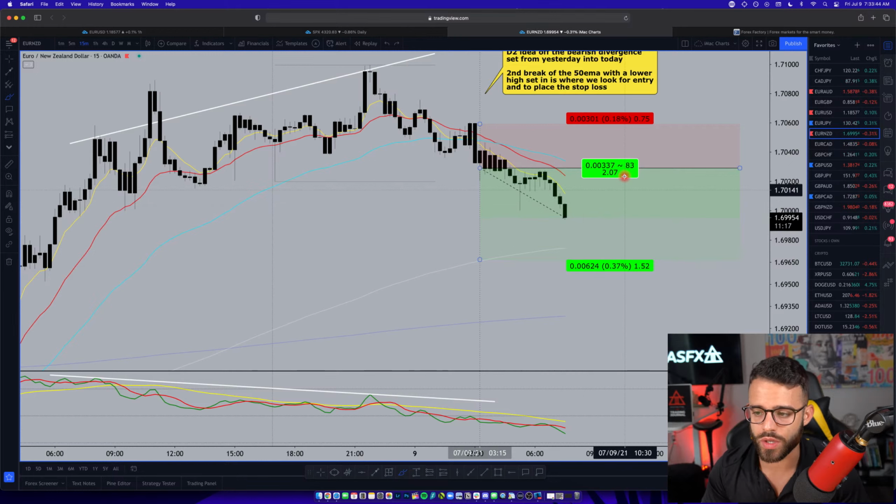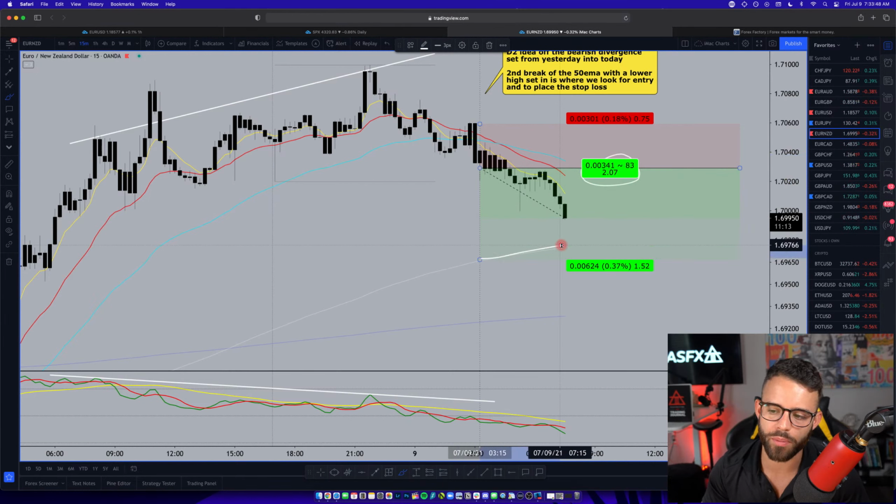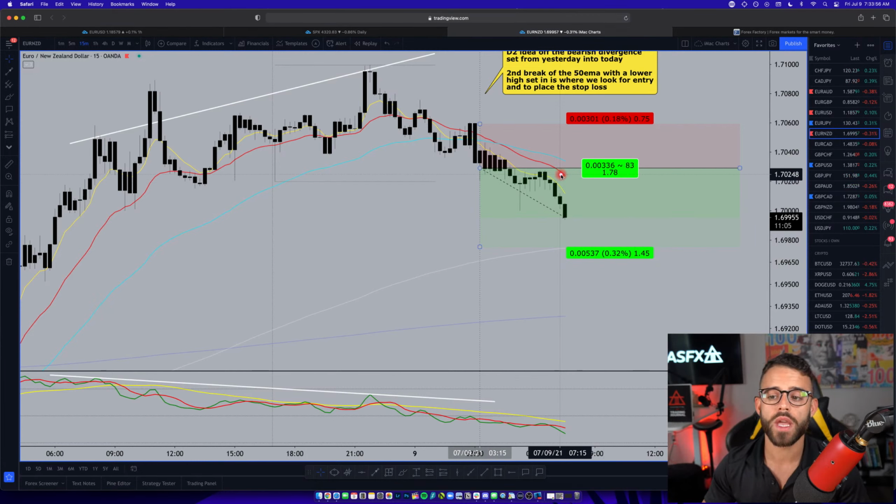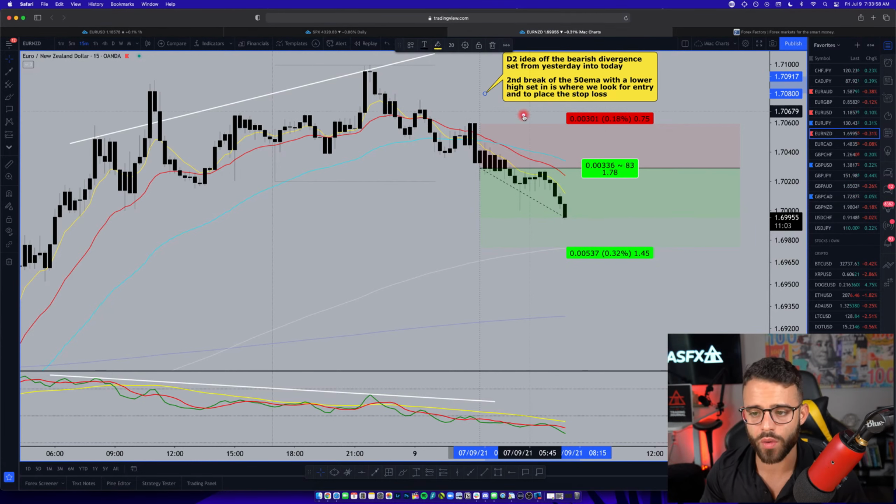But here, as you can see, I've got 2R to the 200 EMA. Now, the 200 has moved up a little bit as the trade has moved on. So of course, that would change a little bit now, 1.78, but still pretty good risk reward to the 200 EMA if you ask me. And that's why I have this marked up. This is definitely going to go into the back testing. This fits the bill for a D2 signal.